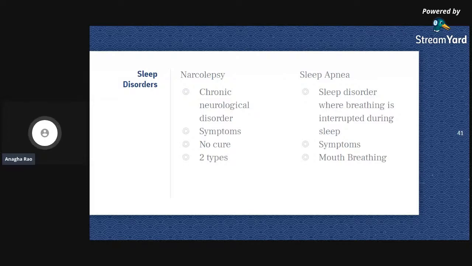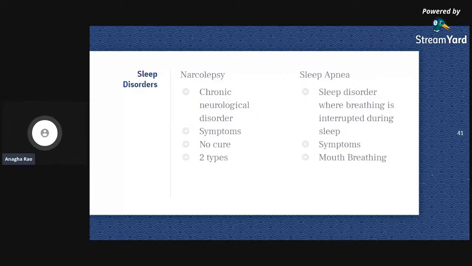Next, we have sleep apnea. Sleep apnea is a sleep disorder where our breathing is interrupted during sleep, and 18 million adult Americans have it. It's linked to hypertension, and some symptoms include gasping for air in the middle of the night, snoring, and night sweats. But like I said before, just because you snore does not mean you have sleep apnea. Check with a doctor before diagnosing yourself because this is for informational purposes only.